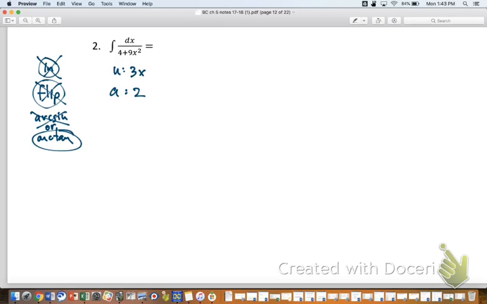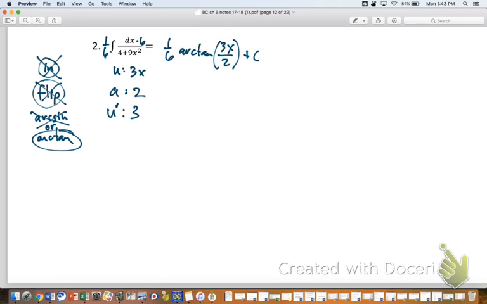So this one, did Timmy mess up? He totally did, because u prime is 3. And remember for arctan, the numerator is supposed to be u prime times a, which would be 6. And you look at the numerator, it's just 1 times dx. It should be 6 dx. I'm going to multiply by 6, meaning I've got to multiply the outside by 1/6, leaving me with 1/6 arctangent of u over a, 3x over 2, plus c.